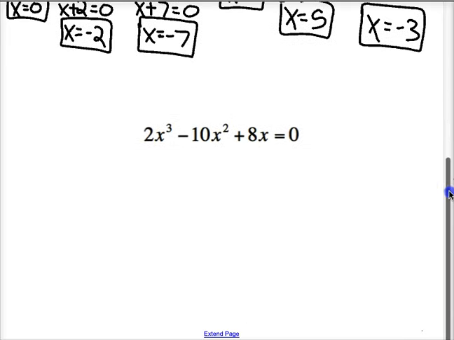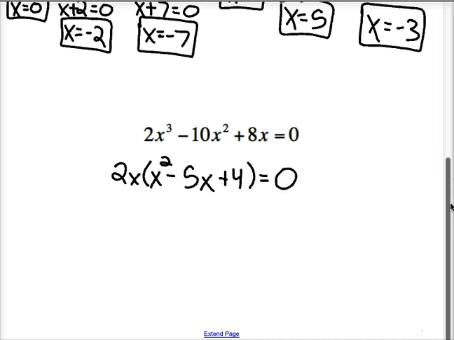All right, now sometimes you can pull a number out with your x. So here, notice a 2 can actually come out along with my x, because every one of those is divisible by 2, and there's an x in every term. So when I do that, well, 2 divided by 2 is just 1, so I'm just left with an x squared. 10 divided by 2 is 5, so I have a minus 5x. 8 divided by 2 is 4. All right, so just don't forget, you can pull numbers out as well.